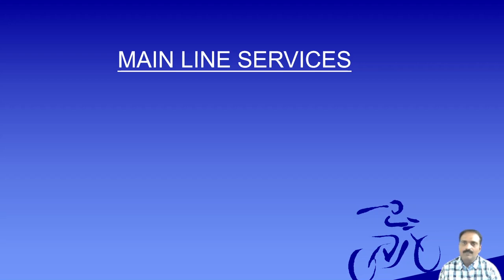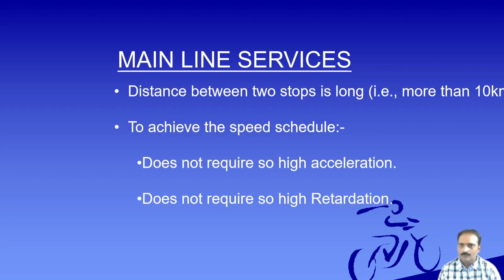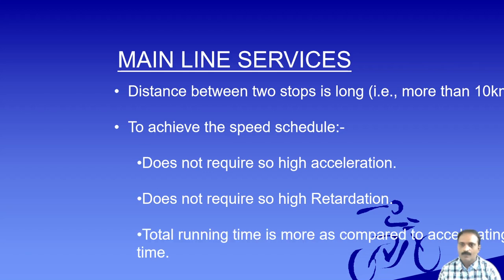For mainline services, the distance between the two stops will be a little bit longer compared to the previous two services, that is urban and suburban. Here it will be of the order of 10 kilometers between the two stops, and that much acceleration is not required for the motors that we use. So here the total running time will be more as compared to the accelerating time.